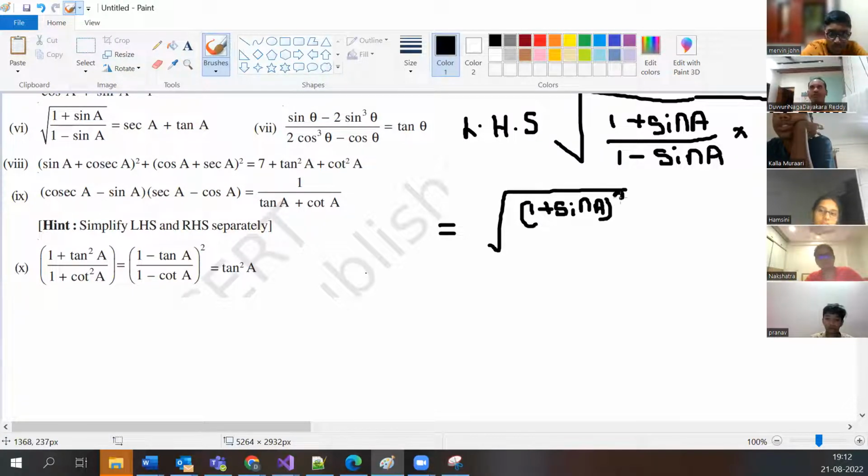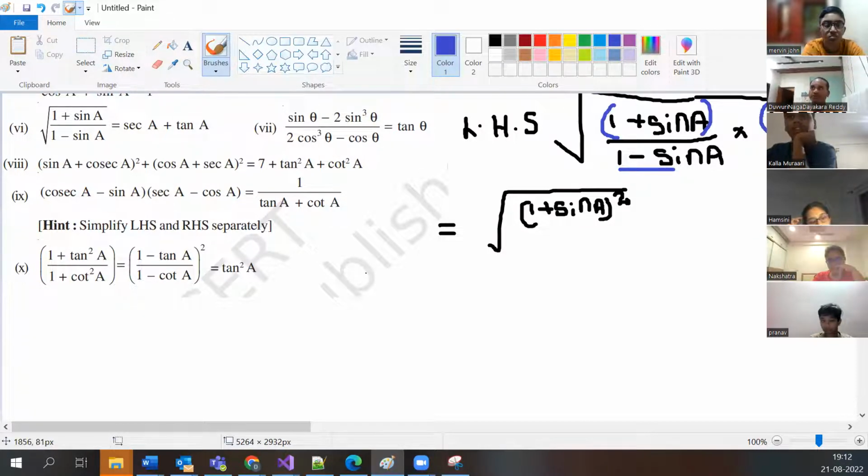What about the denominator? Charvita, you said right. For the numerator, 1 plus sine A, it's not a formula, right? Only if it is in the form of A square plus B square plus 2AB can we write it as A plus B whole square. Tell me A into A, how much? A square. 1 plus sine A into 1 plus sine A, what will it be? 1 plus sine A whole square.